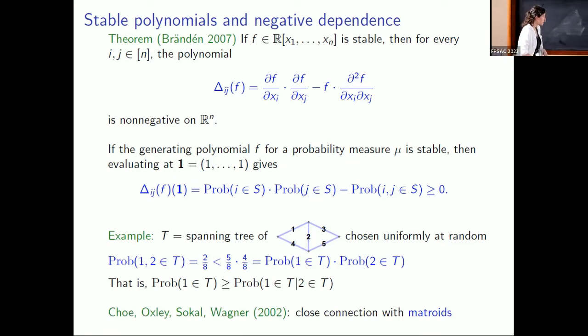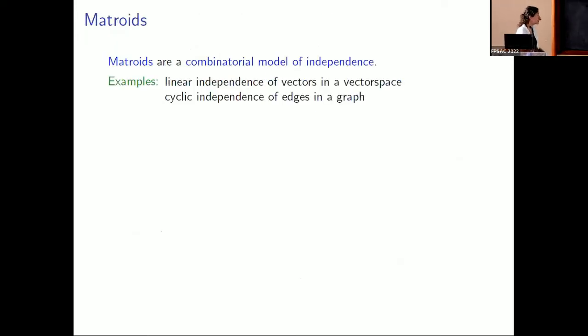This class of polynomials is also known to be closely connected with combinatorial objects called matroids. I know that many of you in the audience will be familiar with matroids, but I wanted to do at least a quick crash course or reminder for those who are not. We also saw a nice definition in Vuong's talk yesterday. But on a high level, matroids are a combinatorial model of independence. This captures linear independence of vectors in some vector space. It also captures cyclic independence of edges in a graph.